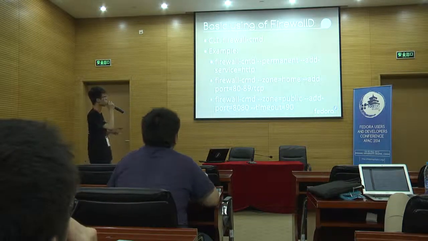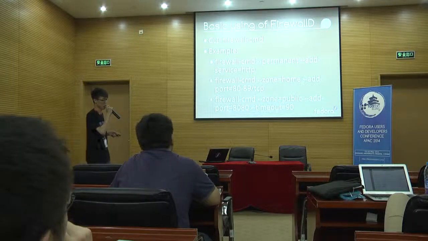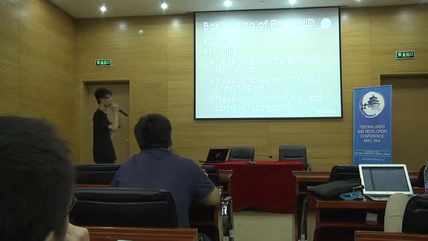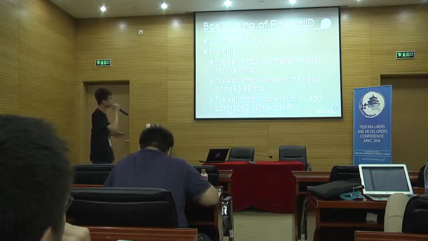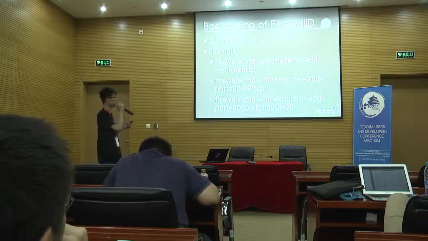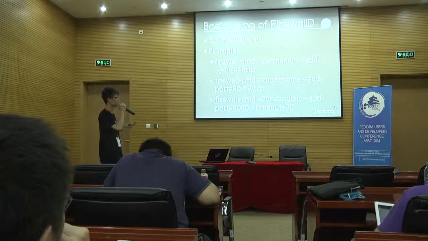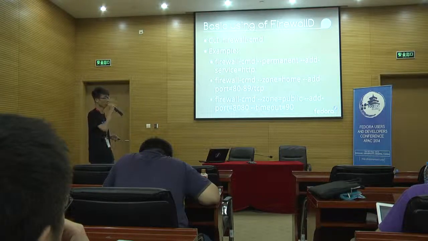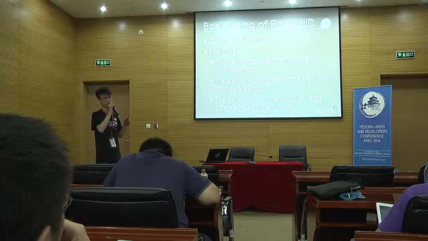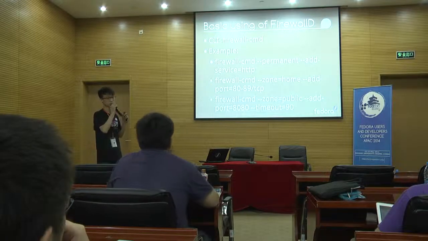And the second is the command line interface. Here I have some examples, and most of the time I use this kind of command line. We usually configure in the command line using the firewall-cmd command, with some options such as permanent, and the service such as HTTP. Mostly I can check the manual for the firewall command, and I will know most of the options there.